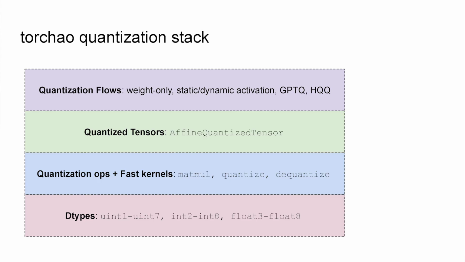So here's an overview of the quantization stack in TorchAO. At the very base layer, you have what we call the basic dtypes, and there are various signed, unsigned integers, and floating point dtypes that we provide support for.